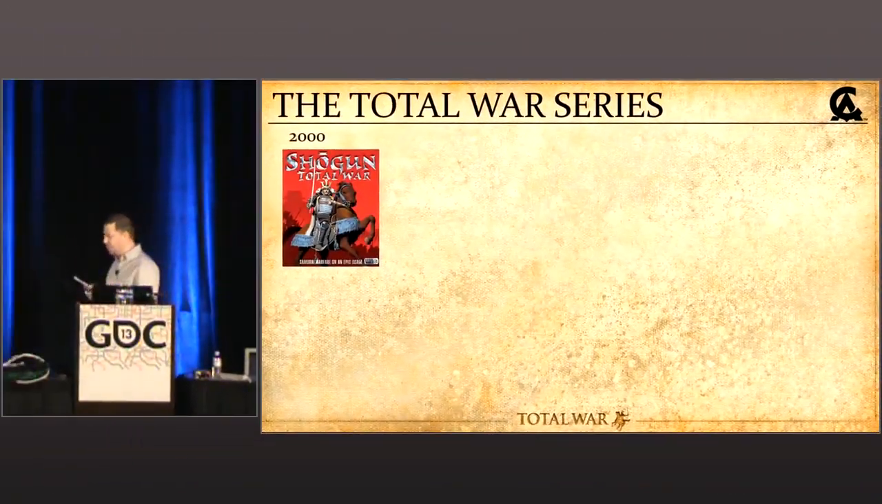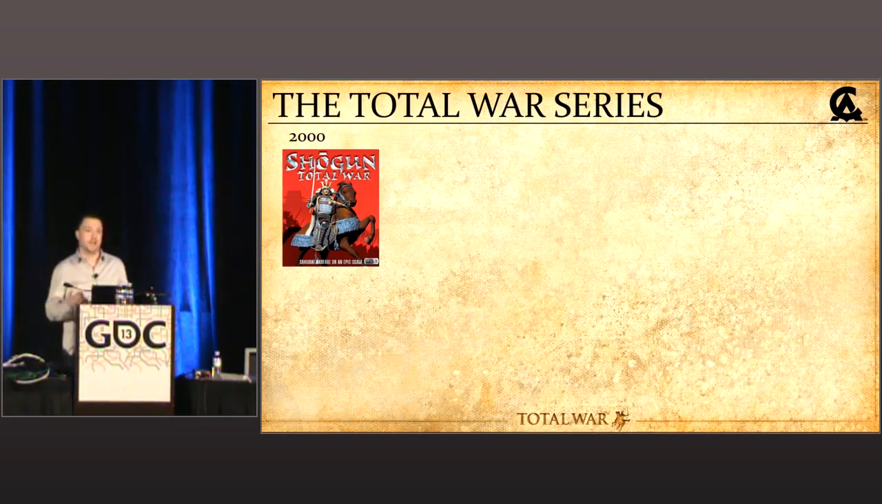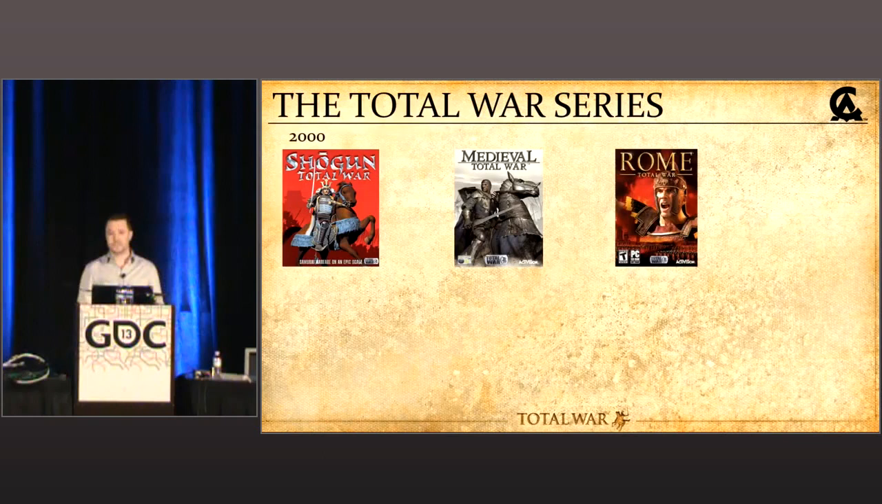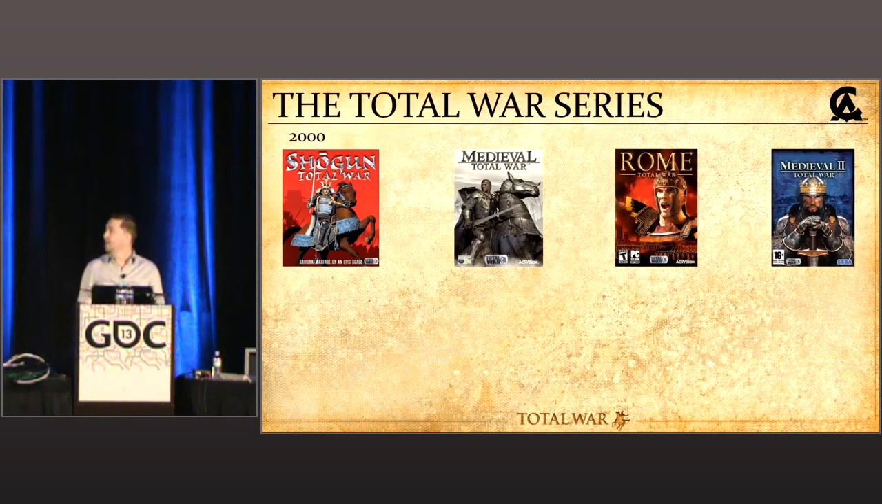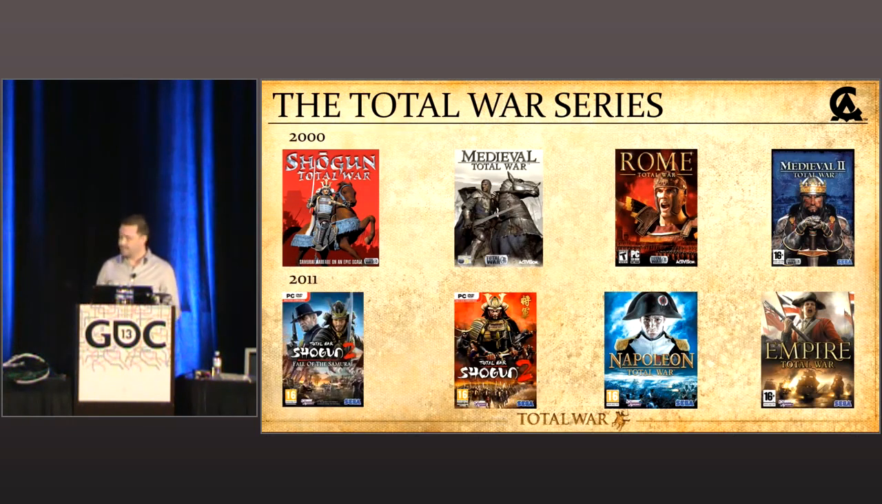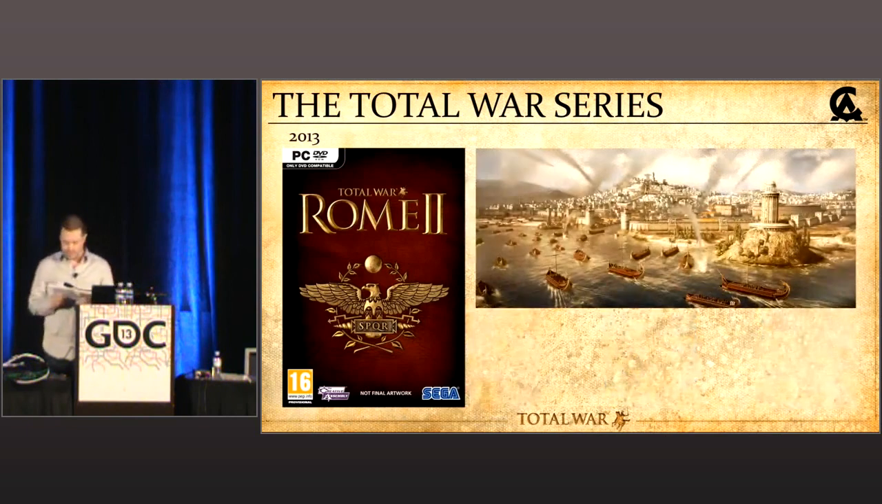So the origins of the Total War series lie back in the late 90s with the idea to create a new kind of strategy war game that could portray realistic mass battles on a truly epic scale that no other game had done before. And following on from the success of original Shogun, the series has moved on, gone from strength to strength, portraying many different historical eras. And of course, this all leads up to our latest title, Rome 2.